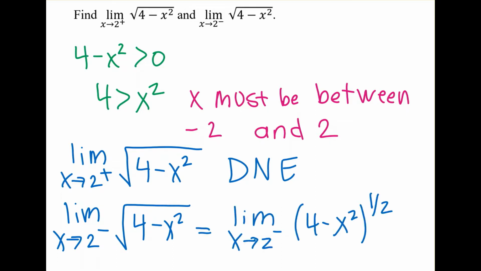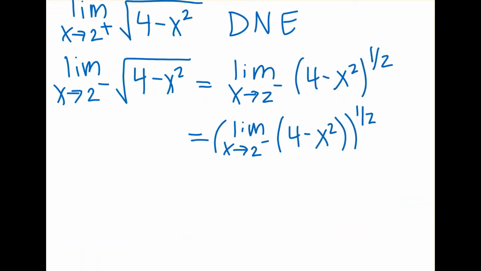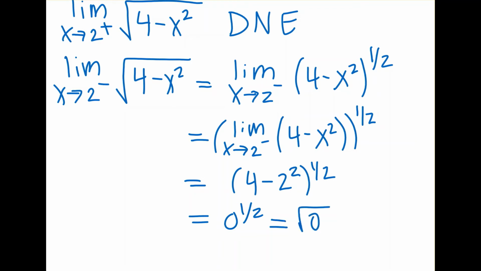We can use our power property here, and remember with the power property, you can bring the limit inside under a power, find the limit, and then apply the power. Now we can find the limit of the inside with direct substitution, because 4 minus x squared is a polynomial. This simplifies to 0 to the half power, which is the same as the square root of 0. And this is 0, so the limit as x approaches 2 from the left of the square root of 4 minus x squared is 0.